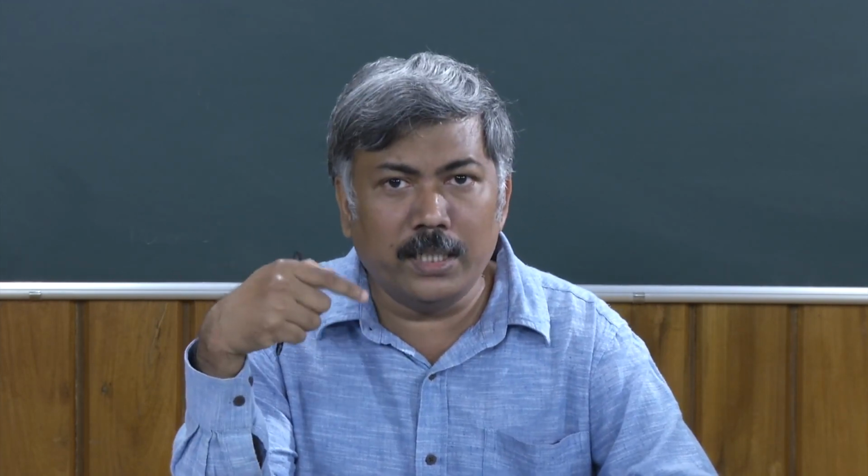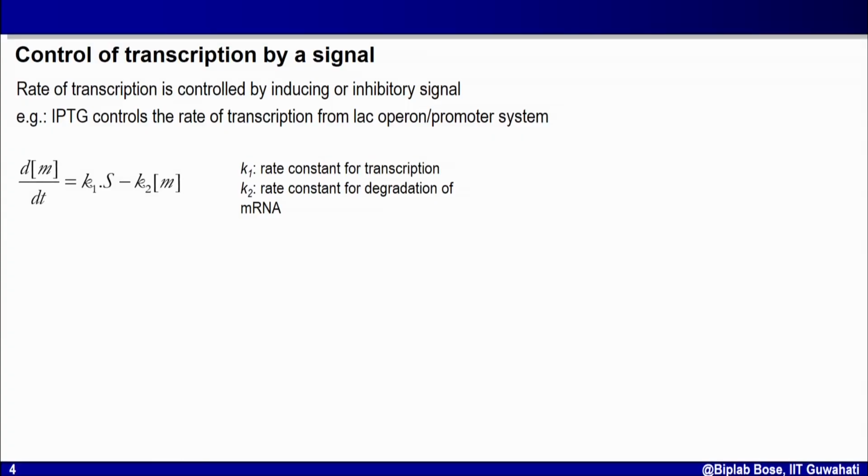For an inhibitory signal, it will also control the rate of synthesis of the mRNA. That means I have to incorporate this signal into the ODE for the mRNA. For example, it is a very common thing: you add IPTG in your bacterial culture where the bacteria is carrying a plasmid having a lac operon and controlling the expression of a gene. So, you vary the concentration of IPTG and the amount of the gene transcribed changes.